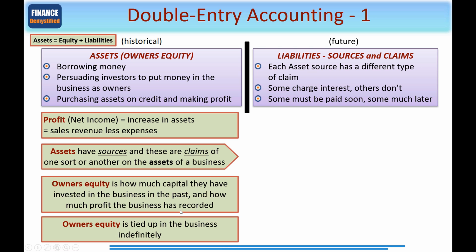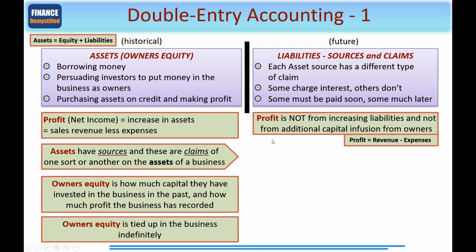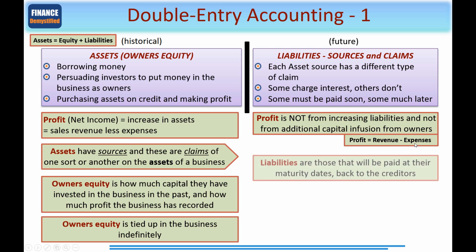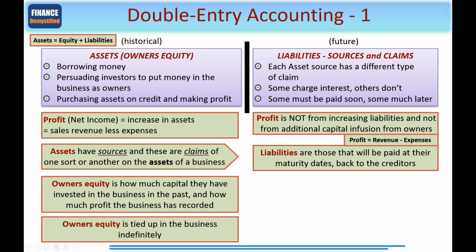Unlike liabilities, the owner's equity is tied up in the business indefinitely. That's a distinct difference. And it's also important to remember that profit comes not from increasing liabilities and not from additional capital infusion from the owners, as I'm sure you understand. Remember the formula: profit equals revenue minus expenses incurred. Liabilities, meanwhile, are those that will be paid back at their maturity dates back to the creditors. Here you see is the difference. They've got maturity dates, whereas owner's equity has no such thing.